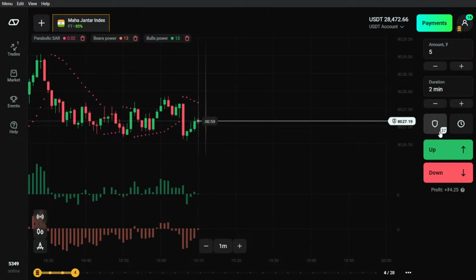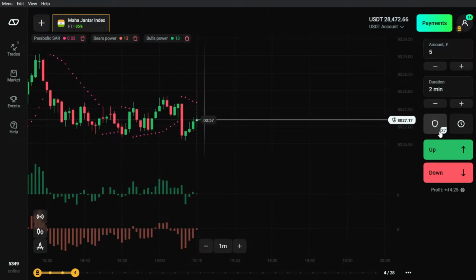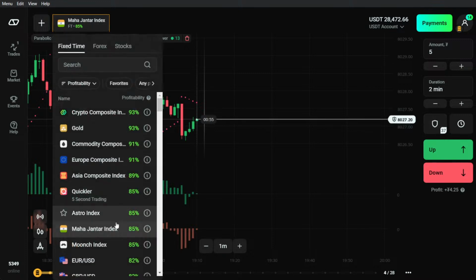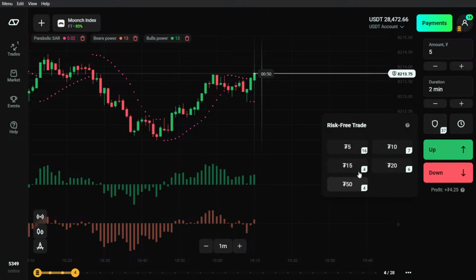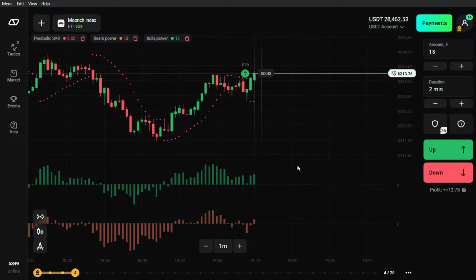Let's see what we have here. Okay, no, Mahajantar is not very stable, not in mood today. Okay, yes, here I see a signal. I make an up trade here. Let's see how this one would go for us.